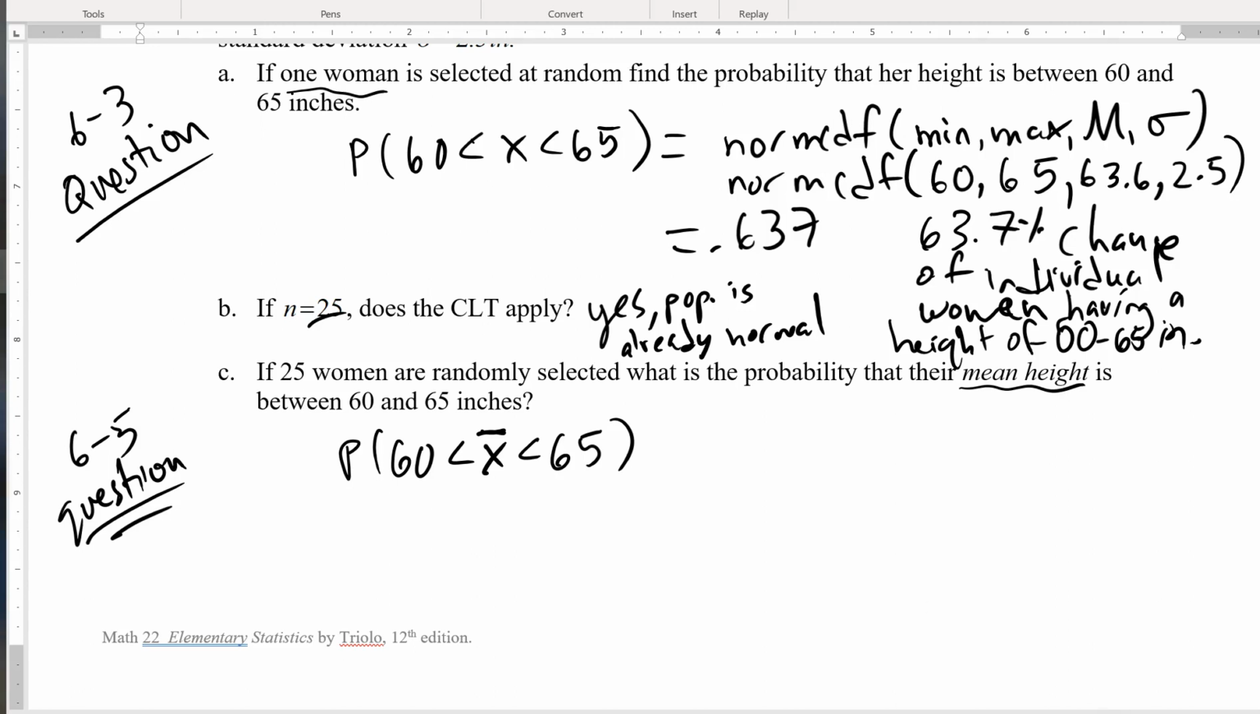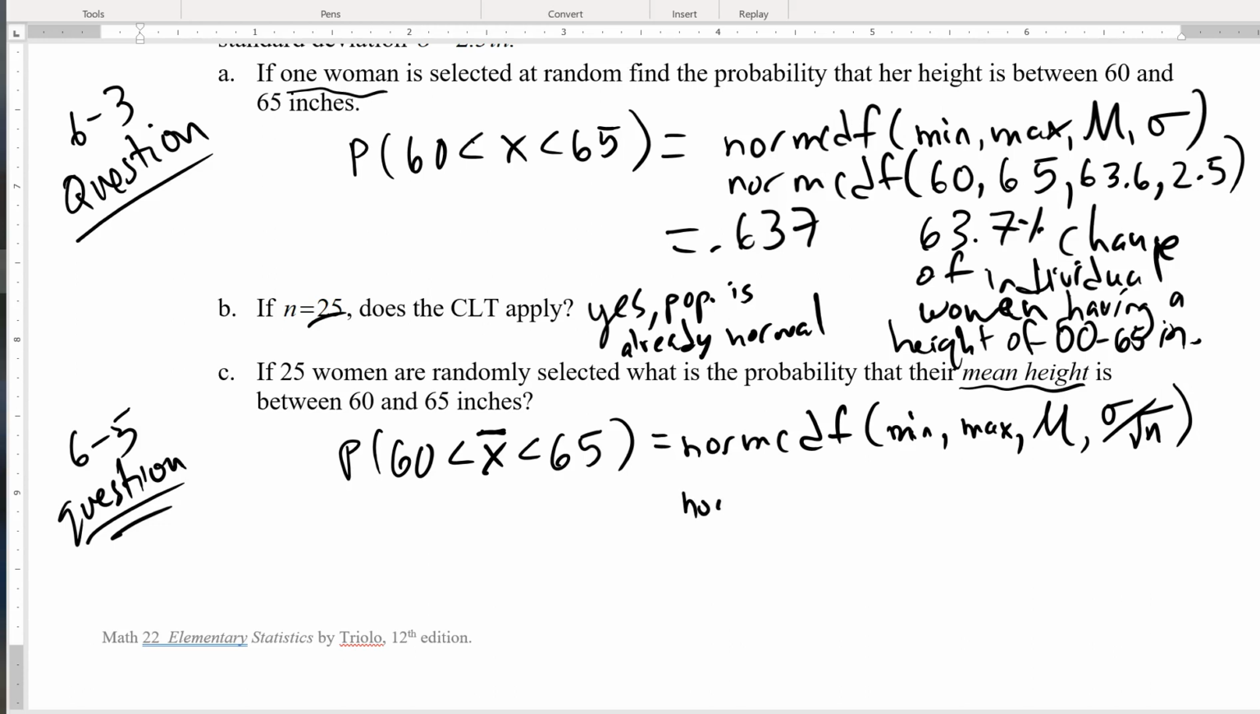How does this change things? Well, we still use norm CDF. Because it's normal, we can still use this normal distribution. We will still have the same min, the same max. What will the mean of the sampling distribution be? Well, by the central limit theorem, it's equal to the true mean still. What will the standard deviation of the sampling distribution be? It will not be the same. It will be sigma over square root of n. Why? Because we expect the group to deviate less than the individual.